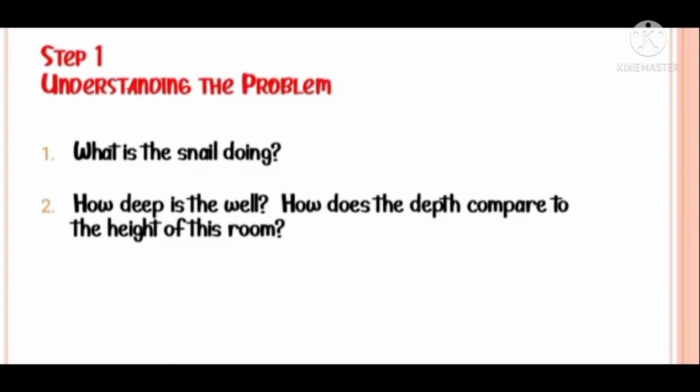After we gave a solving problem, let's now do the step on how to draw a diagram. So, step 1 is understanding the problem. For us to understand the problem, let's make a question. Number 1 is, what is the snail doing? The snail is crawling up to get out of the well.